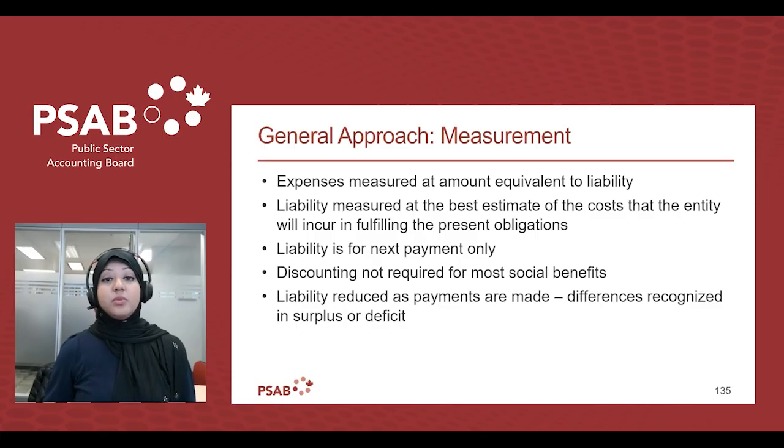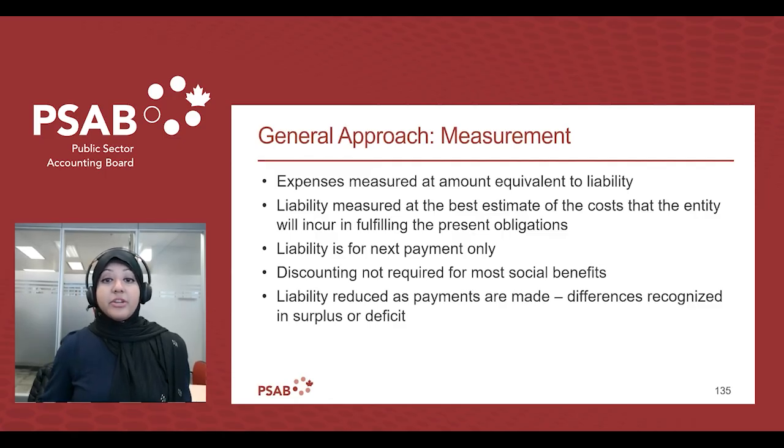Discounting of the expenses will not be required for most social benefits because the next payment will usually be made within 12 months. Where the entity makes a social benefit payment prior to all the eligibility criteria for the next payment being satisfied, it measures the payment in advance, or expense is recognized when the payment is irrecoverable, at the amount of the cash transferred.